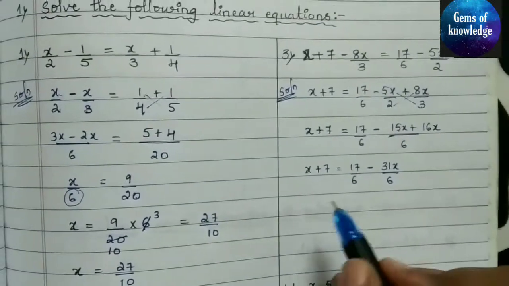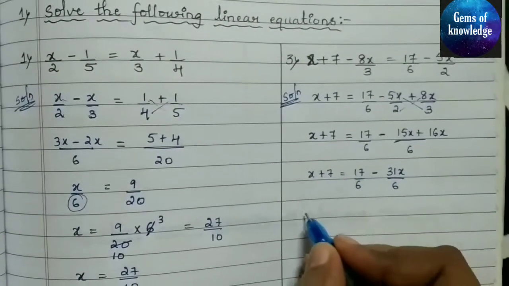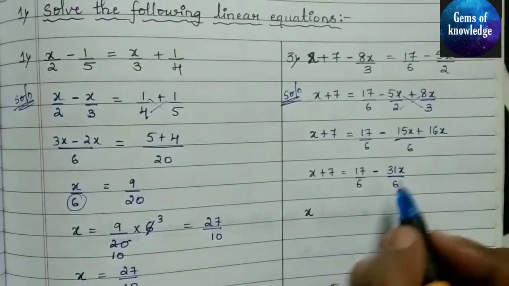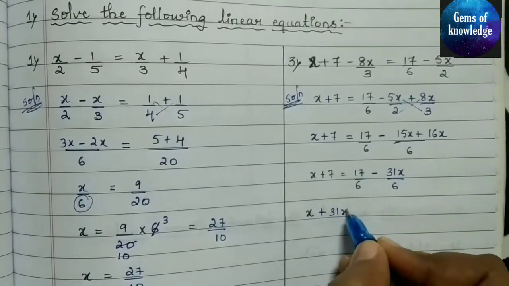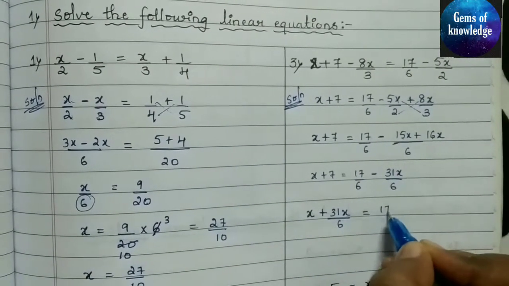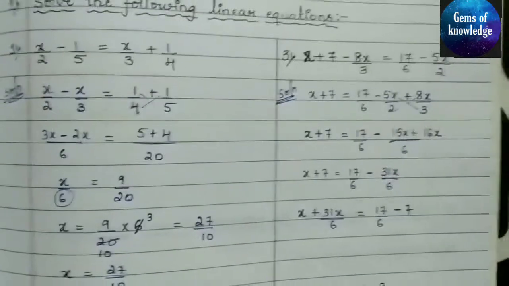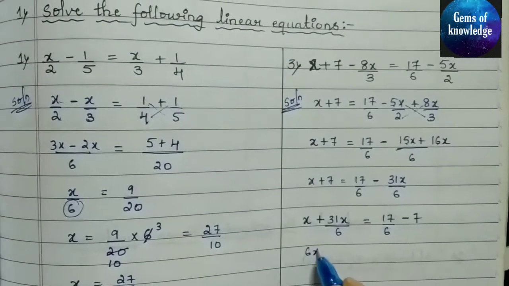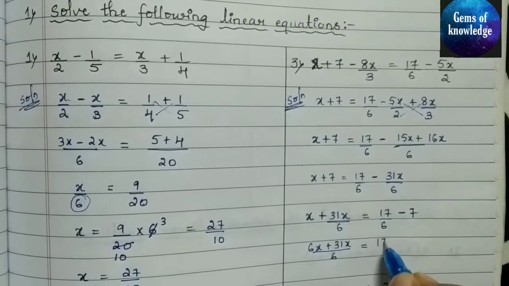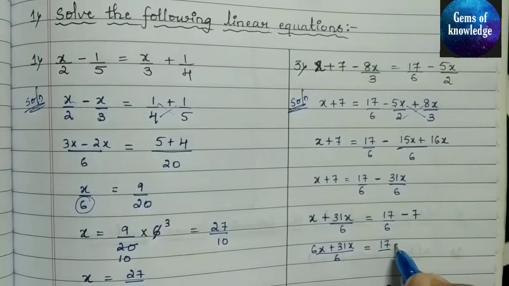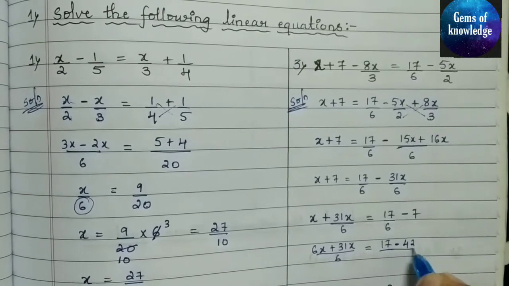Okay. Now what we have to do here is we will bring this term to this side and this term to this side. So let us keep x as it is, and we will bring this minus 31x by 6 to this side. Minus will become plus 31x by 6, which is equal to 17 by 6, and this will become minus 7. Okay. Now let us cross multiply here. It will become 6x plus 31x by 6, which is equal to 17 minus, so this 6 will multiply here. 6 7s are 42 divided by 6.